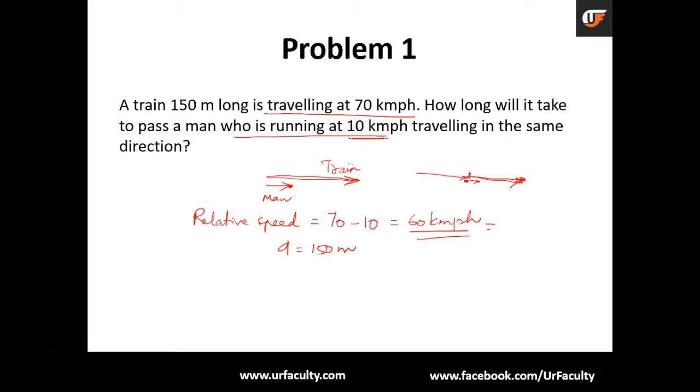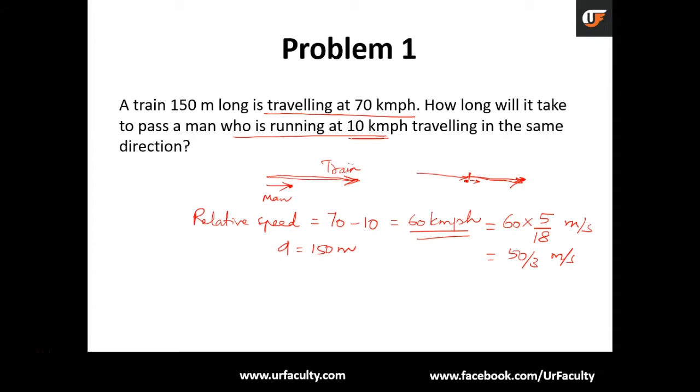So we just need to convert this into meters per second. And how do you do that? It's a very simple formula. Please remember this. I will not spend my time on explaining how it is. You have to multiply it by 5 by 18. When you do that, you get it in meters per second. And how much will you get for that? You'll get 50 by 3 meters per second. Do not cancel it and bring it to the final decimal value.